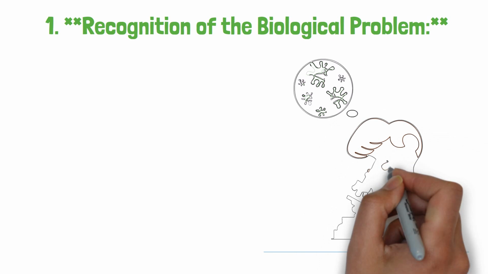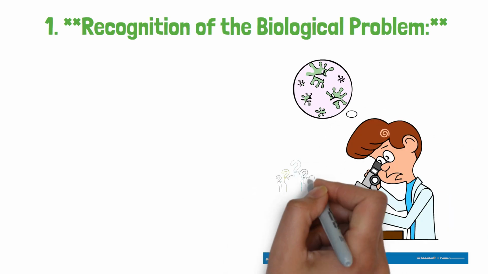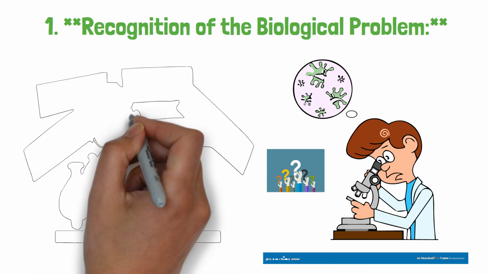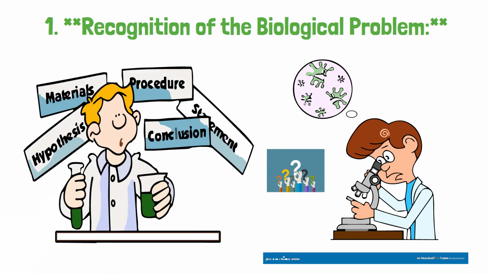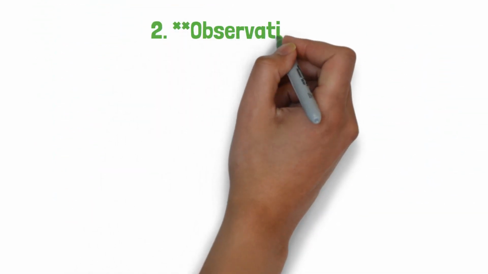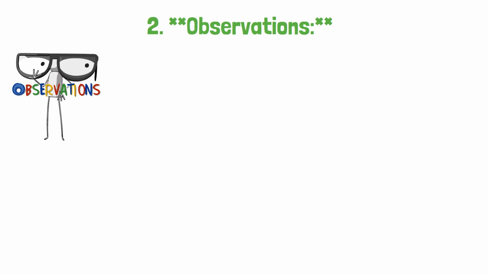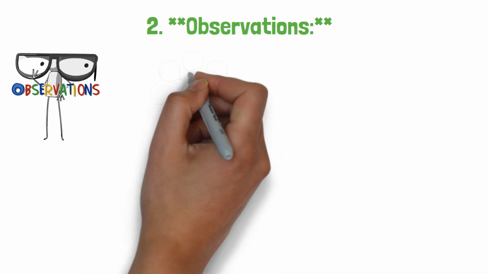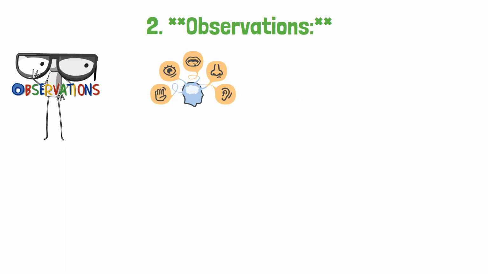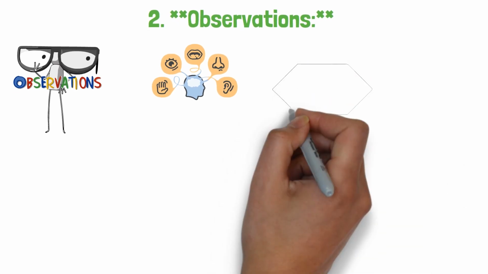This is where a biologist identifies a specific question or issue related to living organisms. This could be something that someone else has asked or a question that they've come up with themselves. 2. Observations. The first step in solving a biological problem is to make observations. These observations can be based on the 5 human senses: vision, hearing, smell, taste, and touch. Biologists may recall previous observations or make new ones.